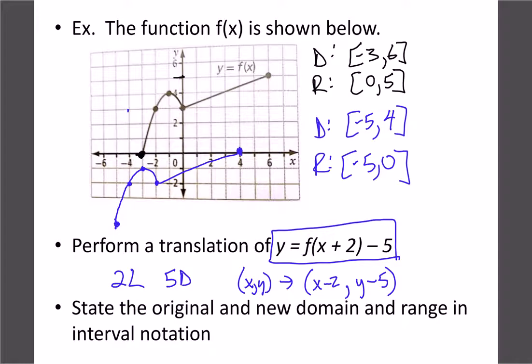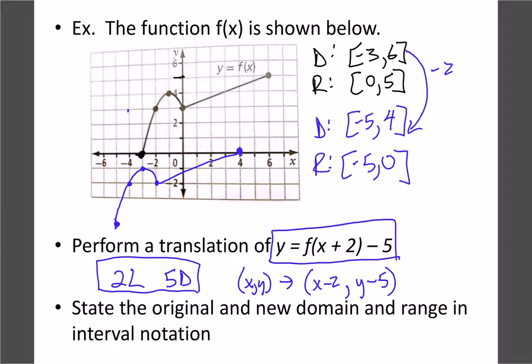You can do it from the graph, but we can also do it from the transformations. So if we go back to what we have here in words, we went 2 left and 5 down. So if you compare the domains, you can see each coordinate of the domain has moved 2 left. We just subtracted 2 from each of those. -3 minus 2 gave us -5. 6 minus 2 gave us 4.